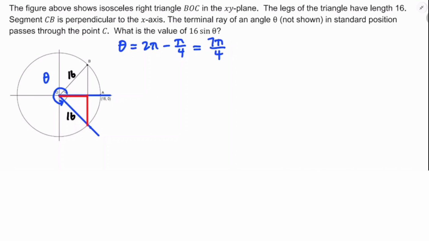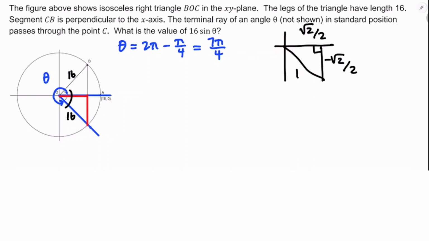All right, 16 sine theta. Well, if we want to find sine theta, we need to use one with hypotenuse 16. We can bring our own reference triangle. Okay, that's a really bad one, but that's all right. 1, root 2 over 2, and root 2 over 2. We know that that one's going to be negative.